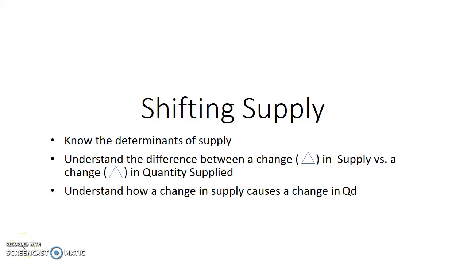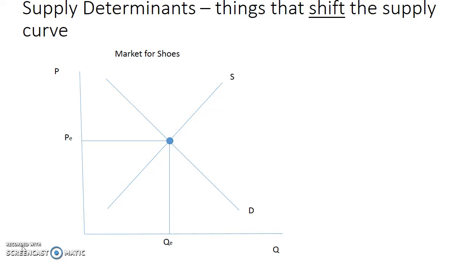This screencast is about shifting the supply curve. In this screencast, you will know the determinants of supply. You'll also understand the difference between a change in supply versus a change in quantity supplied. And we'll also understand how a change in supply causes a change in quantity demanded. When we talk about supply determinants, we talk about things that shift the supply curve.